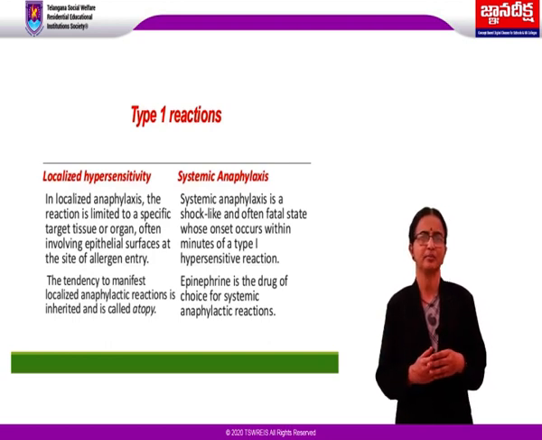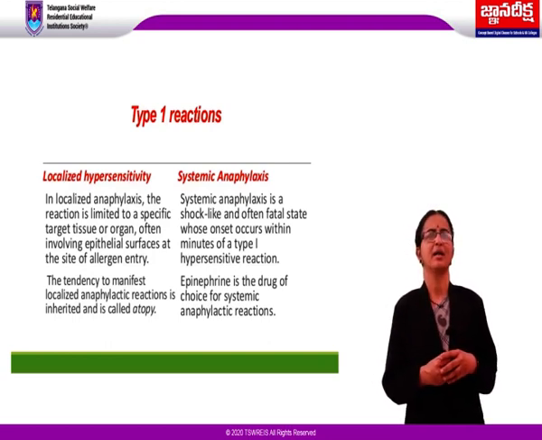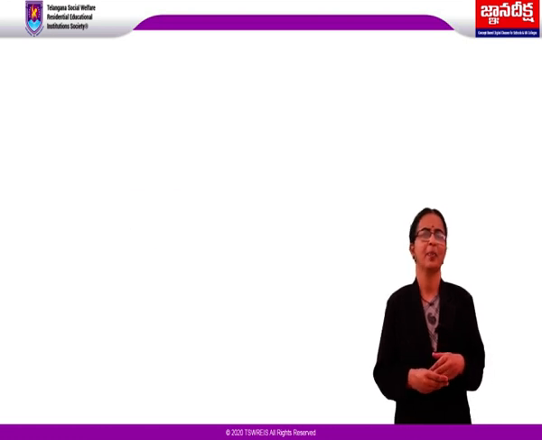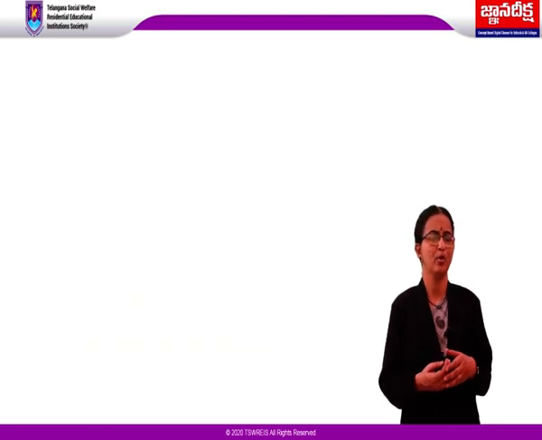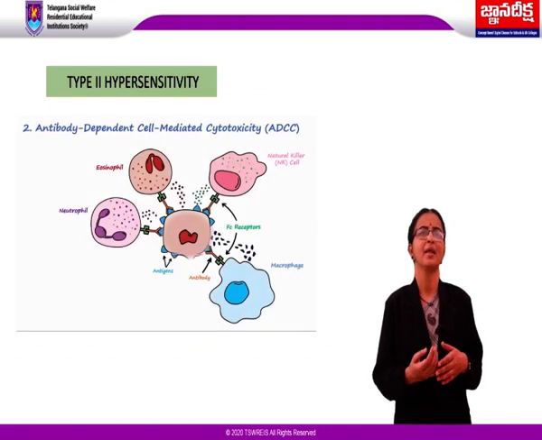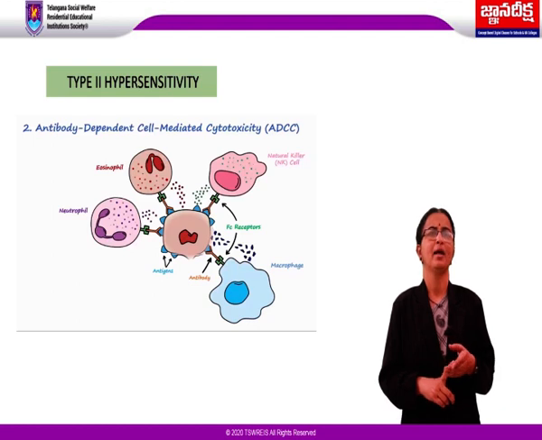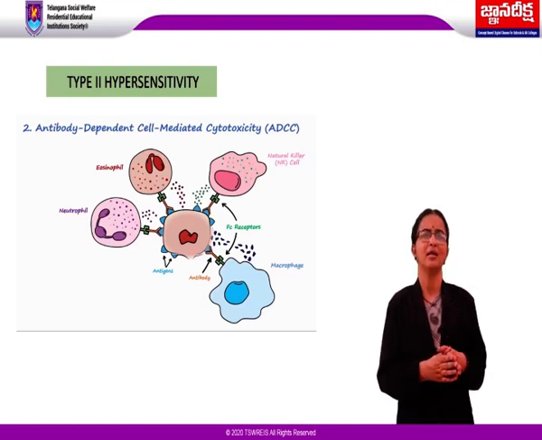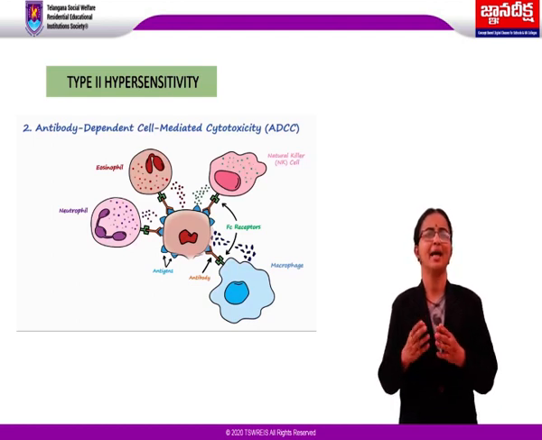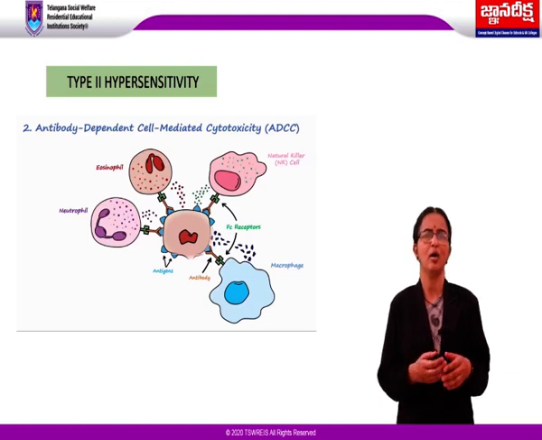the pathogen. Coming to the next one, the type 2 hypersensitivity, which is cytotoxic or antibody mediated hypersensitivity. Here, the antibodies involved are IgG and IgM. In addition to these antibodies, the target cell is also killed by natural killer cells or the complement.